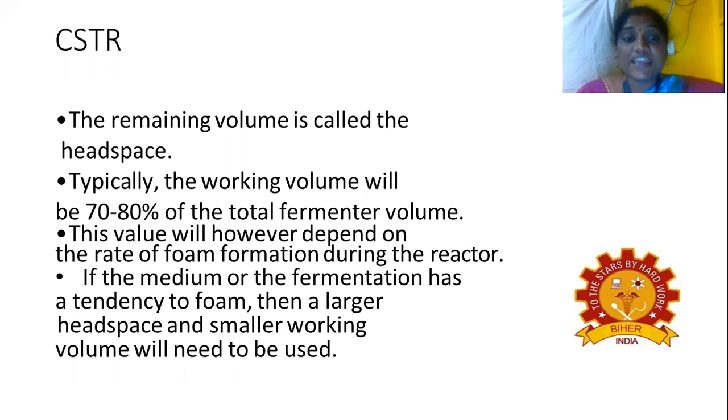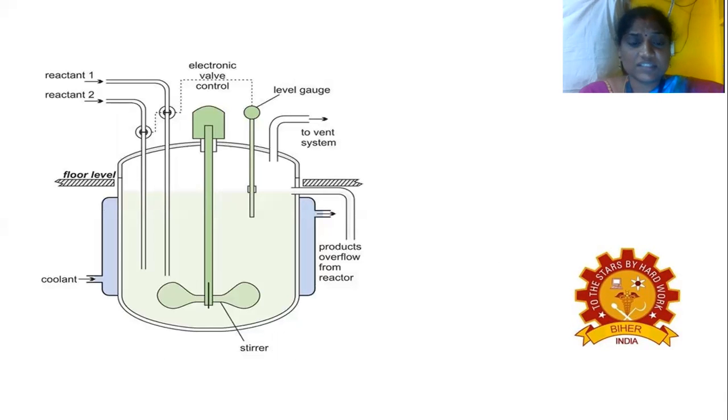Typically, the working volume would be 70 to 80% of the total fermentor volume. This value will, however, depend on the rate of foam formation during the reaction. If the medium or the fermentation has a tendency to foam, then a larger headspace and smaller working volume will be used. This is a continuous stirred tank reactor.